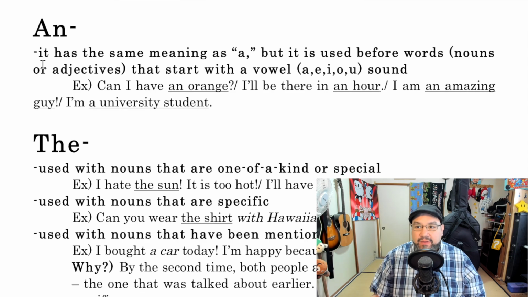Okay? It has the same meaning as but it is used before words, nouns, or adjectives that start with a vowel sound. A vowel is A, E, I, O, U. Okay? It's the vowel sound. I know sometimes we say Y is a vowel in English, but Y does not have a vowel sound unless it has the E sound. Okay? So here are some examples.